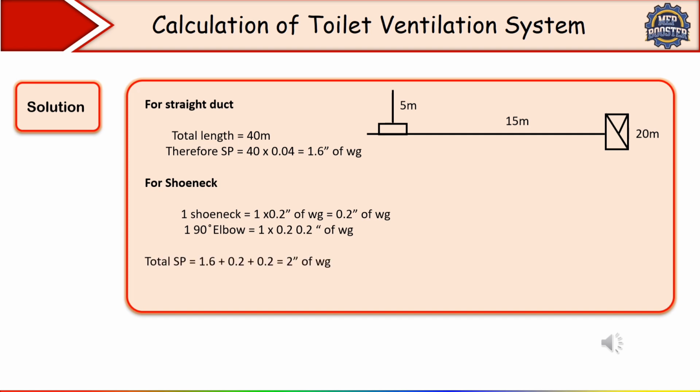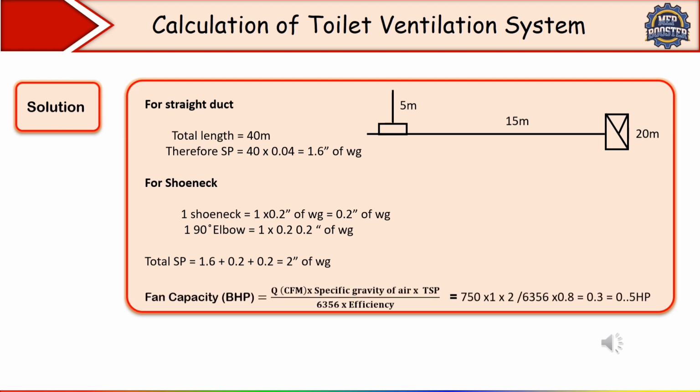Now you want to calculate the capacity. To find out the capacity of the fan, we have a formula: Q into specific gravity of air, into total static pressure in inch of water gauge, divided by 6356 into efficiency. So finally you will get 0.5 horsepower. In this way we have to do it.